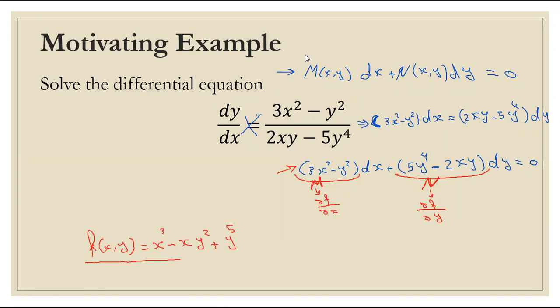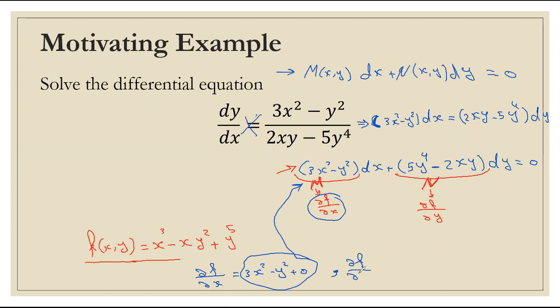Let us check this function. Now I need to check its partial derivative with respect to x. So partial f by partial x: the derivative of x cubed is 3x squared. The derivative of negative xy squared with respect to x is negative y squared. The derivative of y to the power 5 with respect to x is 0, so plus 0. Now notice this one is similar to this. Nice.